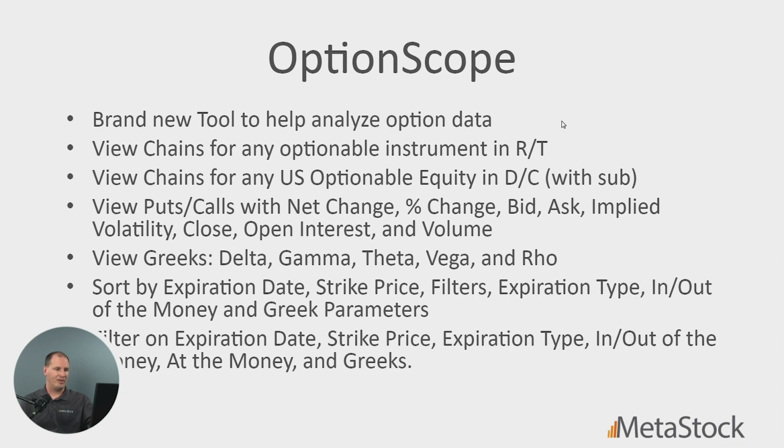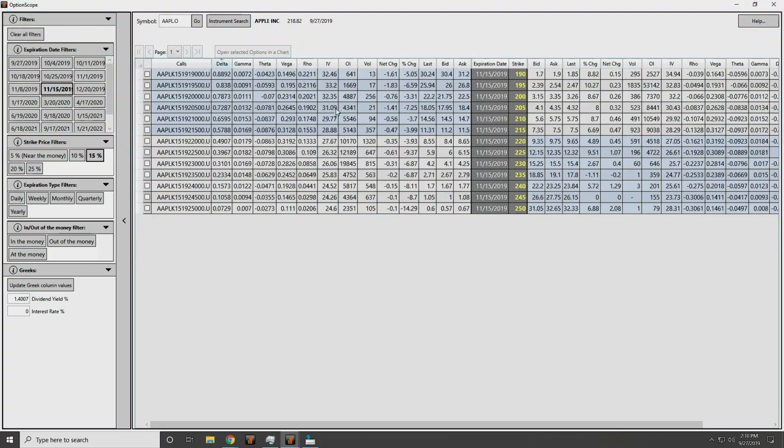And then we have the filters that we've talked about, where you can filter on strike, expiration, type, in and out of the money, at the money, and Greeks. Now the last thing I will show you in OptionScope is the coloring in here. Basically, blue means that you're at the money and gray means you're out of the money. So it's a quick way to delineate between in the money and out of the money.